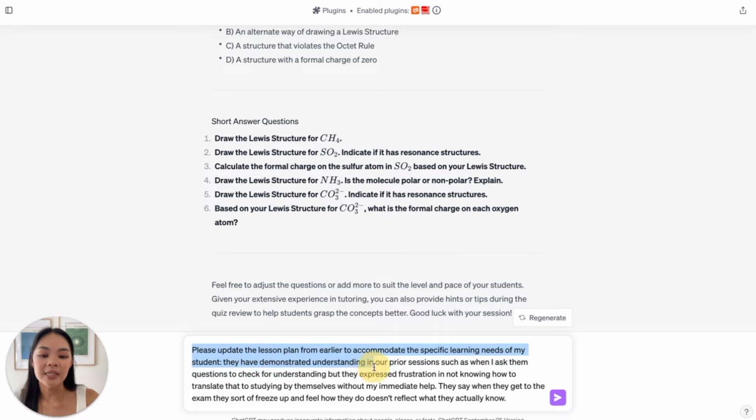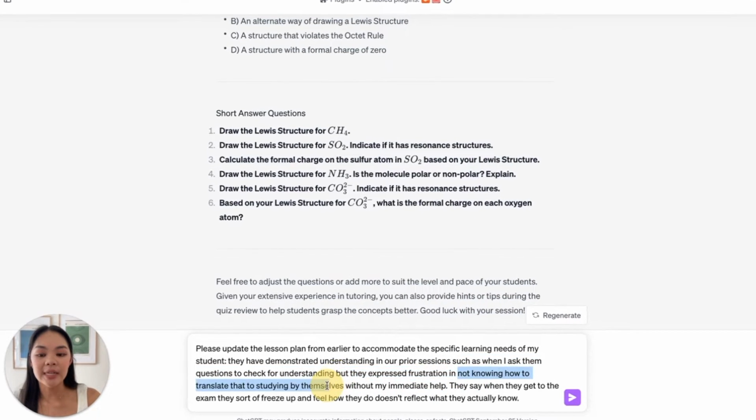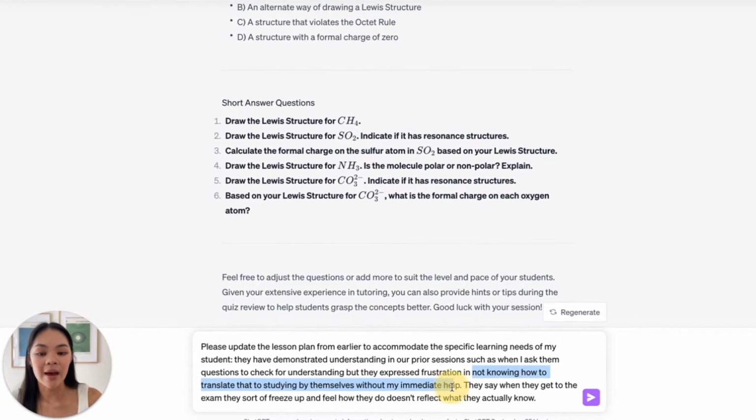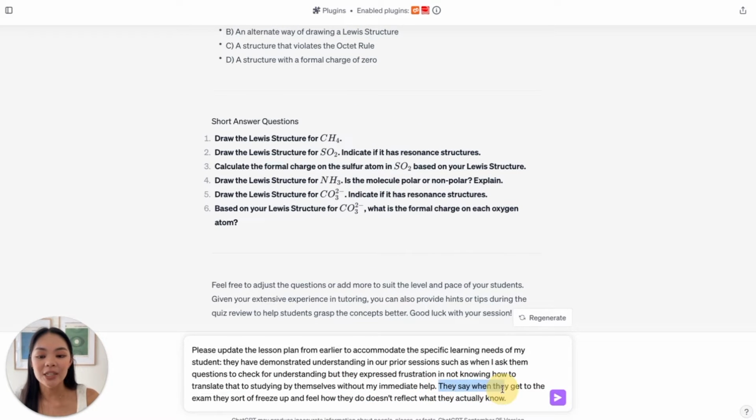They have demonstrated understanding in our prior sessions, such as when I asked them questions to check for understanding, but they experience frustration in not knowing how to translate that to studying by themselves without my immediate help. They say when they get to the exam, they sort of freeze up and feel how they do doesn't reflect what they know. So you can see here that I've actually expressed a little bit about my student and their specific learning needs and pain points.